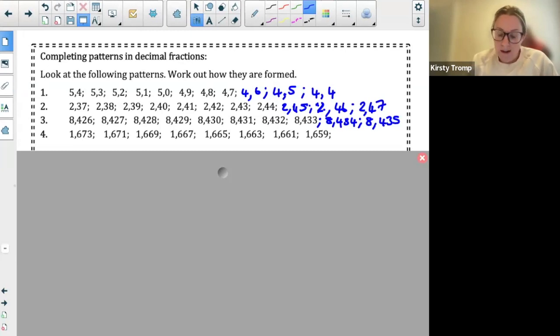1,673, 1,671, 1,669, 1,667, 1,665, 1,663, 1,661.